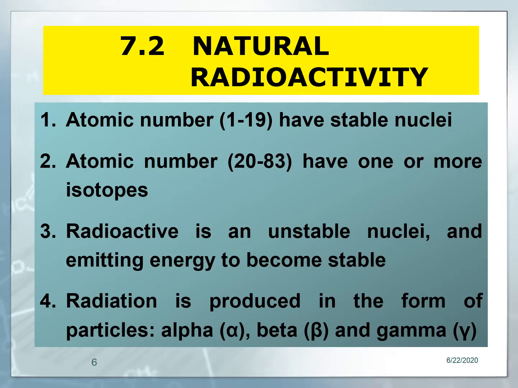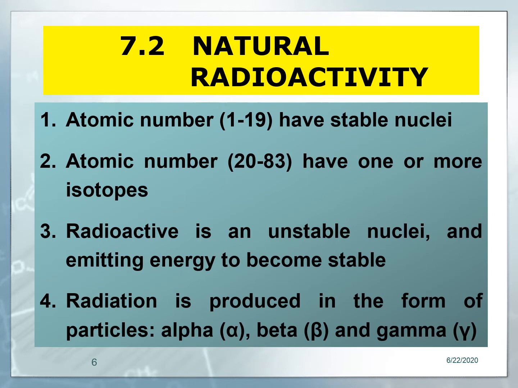Next, we move to natural radioactivity. When we talk about natural, it means naturally occurring radioactivity. Do you still remember our lecture on atom and electron? A stable atom has 8 valence electrons in its outer shell. An isotope is one of more than one kind of atom of an element, having different mass.